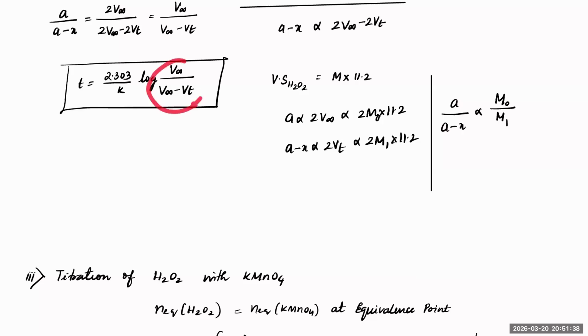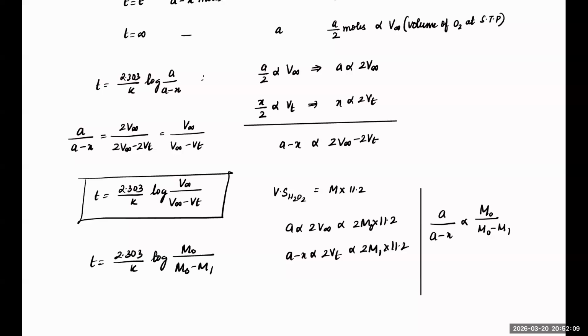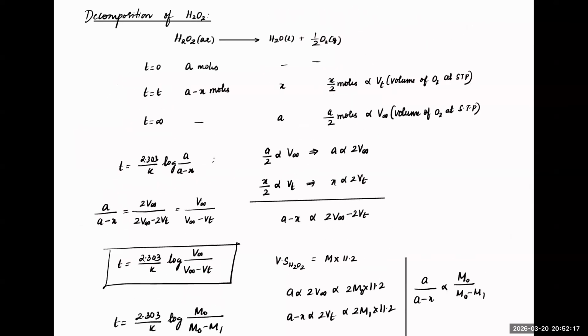So instead of this, we can also replace that with the molarity term here, that is how much molarity it has. Sorry, below it will be m naught minus m1. All right, same thing. If the molarity of the peroxide is given, we can use that logic and write this as m naught by m naught minus m1, because the rest of the factors are constants that will get cancelled. Right. Clear with this? Everybody, please check it out.